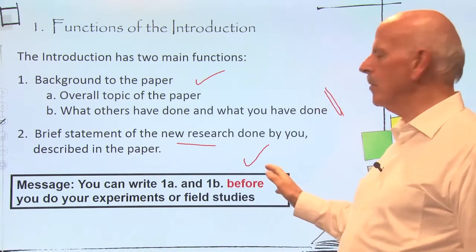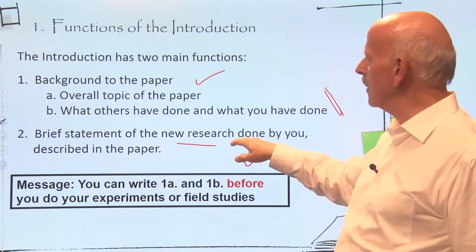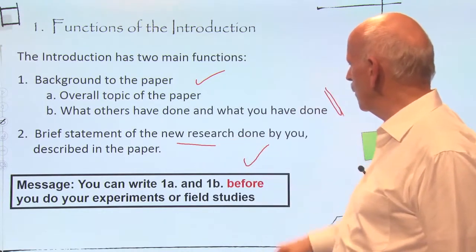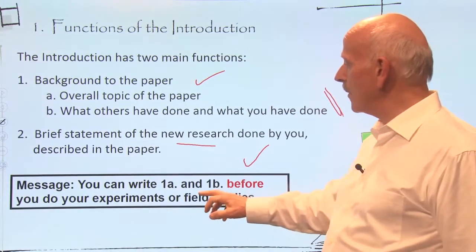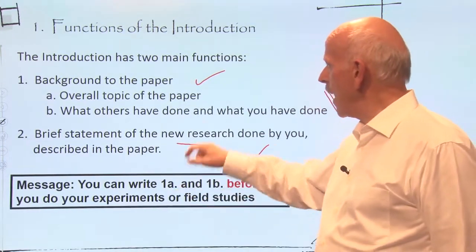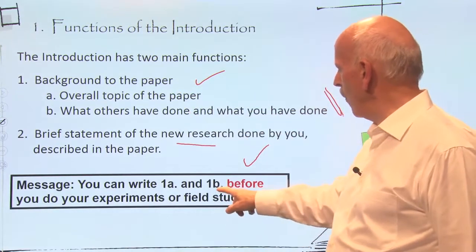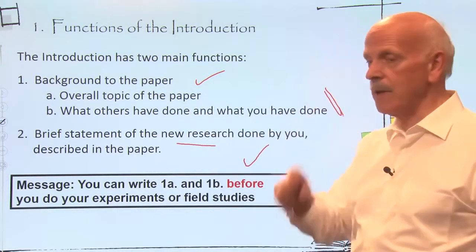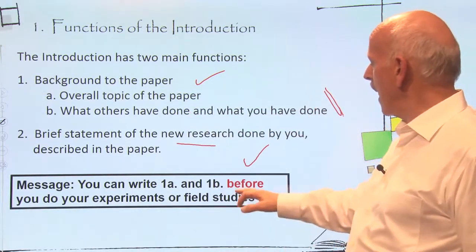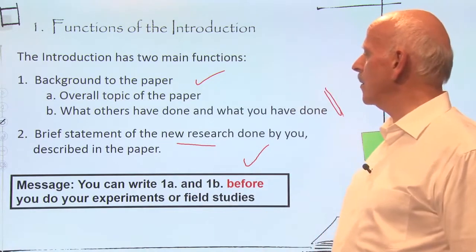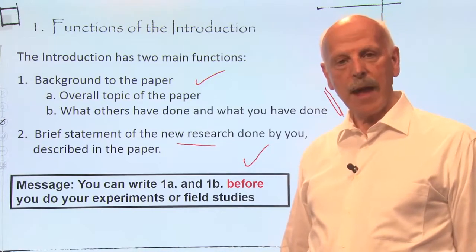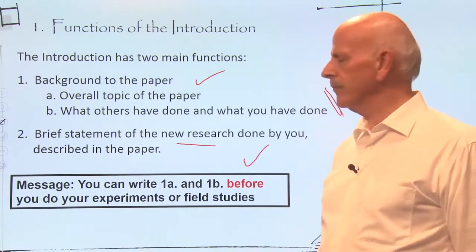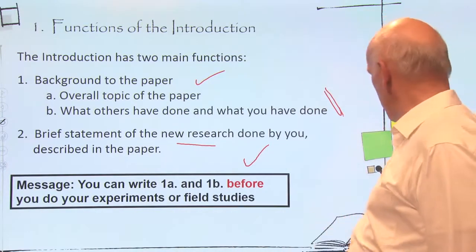Then we get to what you have done. The very last part of the introduction is the new research done by you. So you can actually write 1A, the overall topic, and 1B, what others have done before, and then you can write about your experiments or field studies after you've done them. So you must wait for that part.